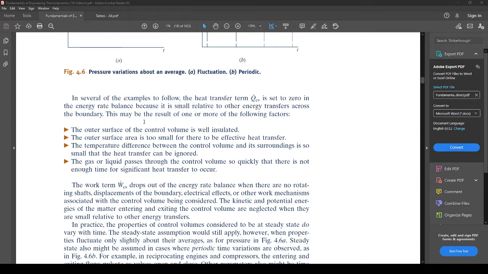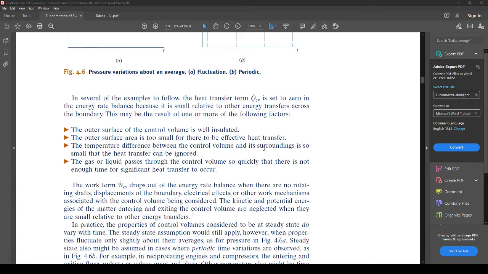So it says, setting it to 0 relative to other energy transfers could be the result of one of the following factors. The outer surface of the control volume is well insulated, which would require heat transfer to basically be assumed 0. The outer surface area is too small for there to be effective heat transfer. The temperature difference between the control volume and its surroundings is so small that the heat transfer can be ignored.